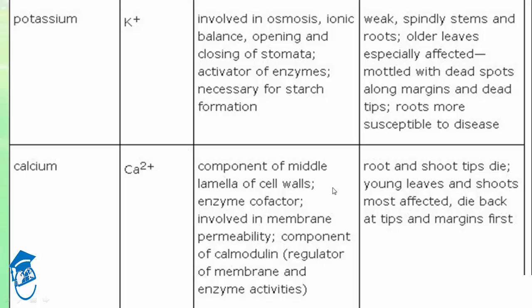Okay, now what's the deficiency symptom of calcium? Root and shoot tips die because of the deficiency of calcium, and young leaves and shoots are most affected. They die back at tips and margin first. Okay, so this is the main deficiency symptom of calcium.